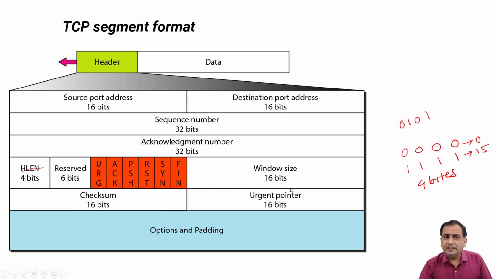Window size I already said. The usage is to do flow control. Now the last two fields of the header. One is the urgent pointer, which I already explained, and the checksum. You know what is the use of the checksum, guys? Yes, checksum is used to do error detection.